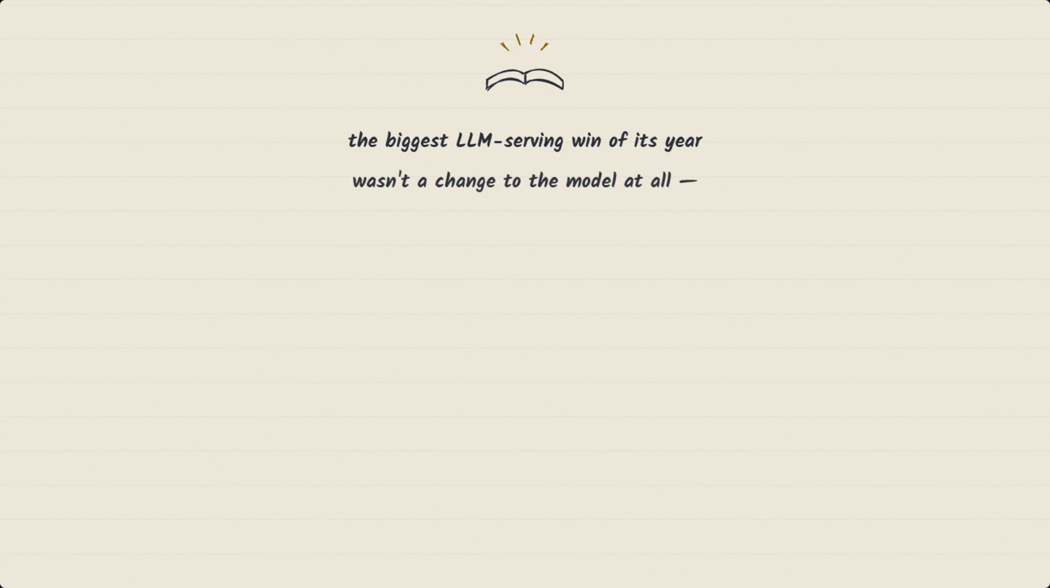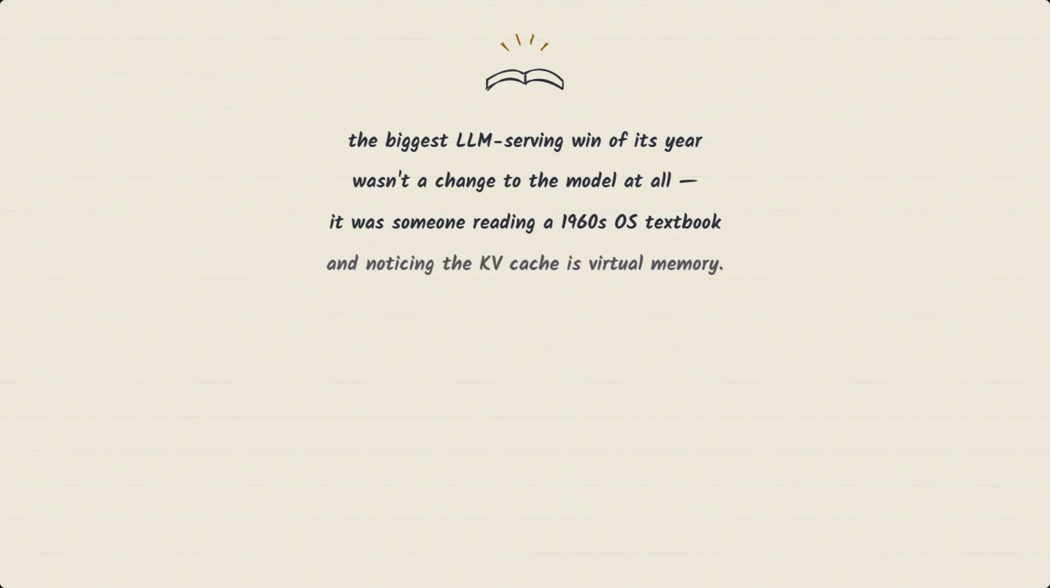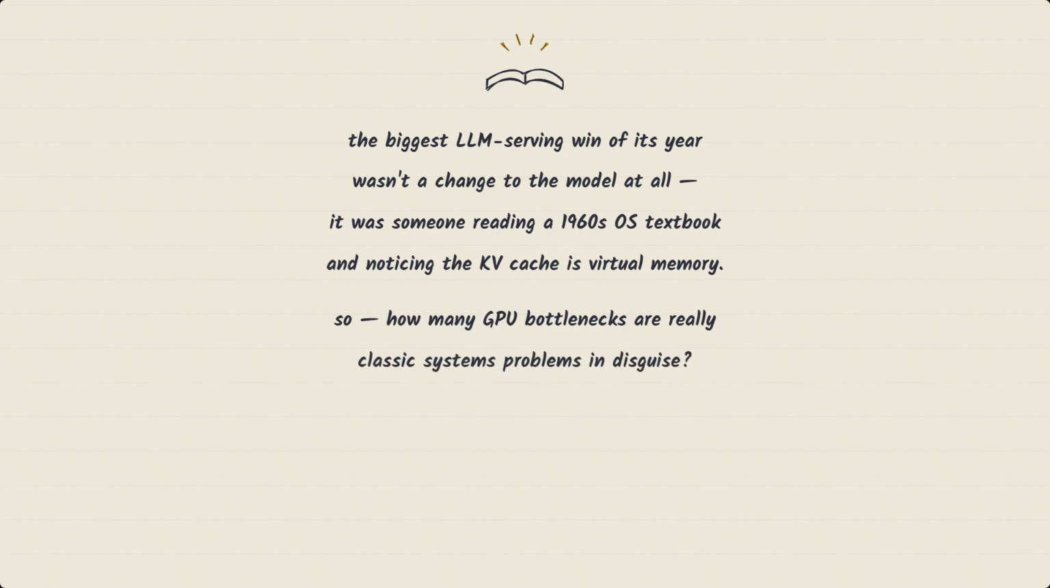Which leaves the thought I can't shake. The single biggest LLM serving win of its year wasn't a change to the model at all. It was someone reading a 1960s operating systems textbook and noticing the KV cache is just virtual memory. So how many more GPU bottlenecks are really just classic systems problems wearing a fresh coat of paint, waiting for someone to recognize them? That's my read.